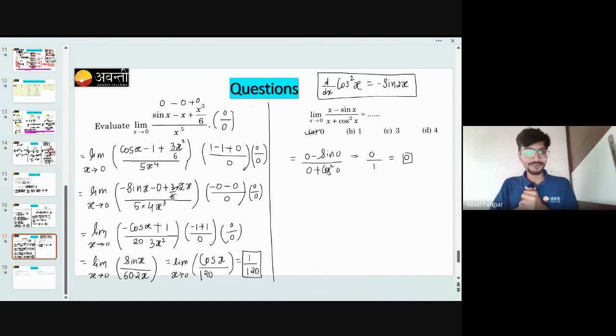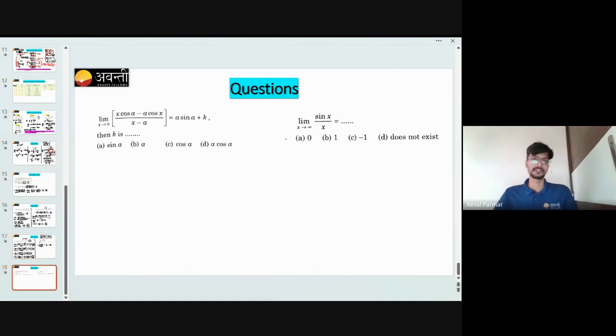This is a very common mistake, and I used to do it all the time when I studied, because when I got familiar with L'Hospital's rule, I avoided checking the indeterminate form. So many times I made this mistake. So I hope you don't make it. Always first check the indeterminate form by directly substituting. So let's move on to next.